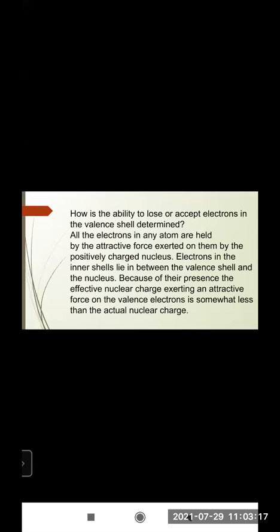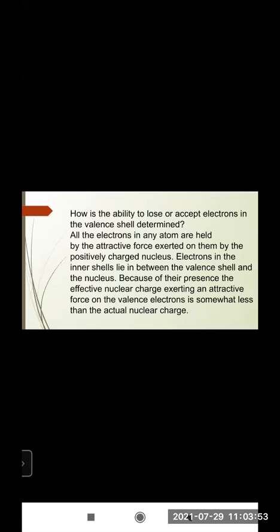Electrons in the inner shell lie in between the valence shell and the nucleus. So whatever electrons are there in the inner shell, they lie in between the valence shell and the nucleus. And because of their presence, the effective nuclear charge exerting an attractive force on the valence electron is somewhat less than the actual nuclear charge.